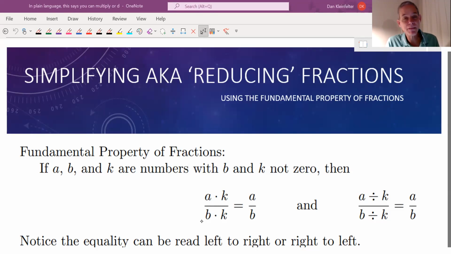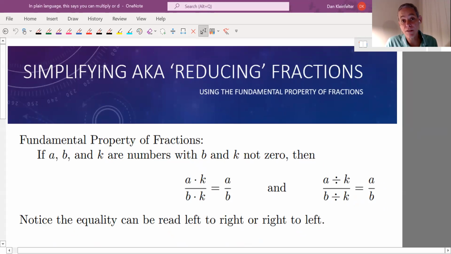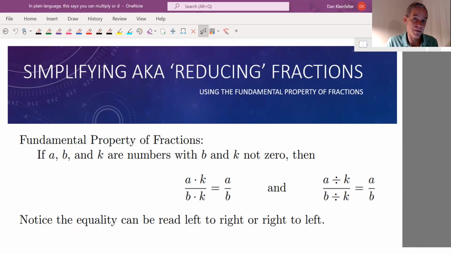Welcome back, everybody. In this video, we're going to start taking a look at simplifying fractions using the fundamental property of fractions. Before we get started, I did want to mention that the process of simplifying fractions also goes by the name of reducing fractions, and I'll talk about that a little bit more. So here we're simplifying and reducing fractions.